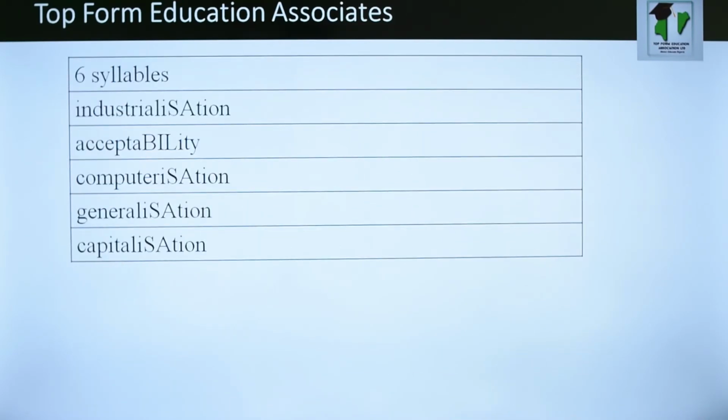Then we have 6 syllables. Remember, on onset, I told you we have 1, 2, 3, 4, 5, 6, 7, 8. I want you to make a research. There are words that could have up to what? 8, 9 syllables. But for WAEC, they restrict it to 3, 4, 5. I don't think they even get to 6. But I want you to have an idea about 6 syllabic words, all which are what? Polysyllabic.